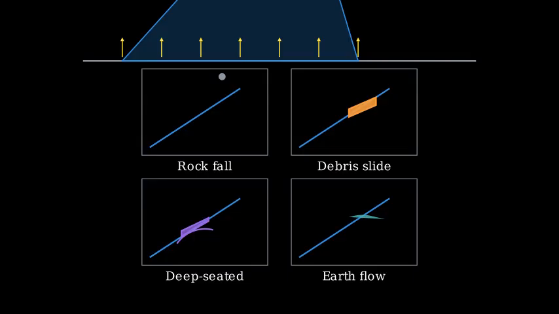Earthquake-triggered landslides take many forms. Rock falls break free and drop nearly vertically. Rock avalanches and debris slides move as fast, dense flows downslope. Some failures are shallow and skim the surface, while others are deep-seated and detach a thick block. And in fine-grained or saturated materials, we can get earth flows that behave almost like a slow-moving fluid.